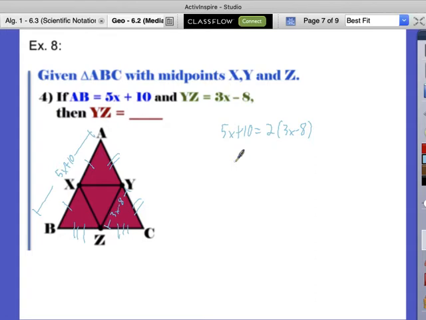Is it true that AX would be congruent to YZ, by the way? Yes, because if AX is half of AB, well, YZ is also half of AB. That's another way we can think about that. So, does this equation make sense? I want you to go ahead and solve this equation for x and plug it into YZ. When you have YZ or have questions, I want you to raise your hand.